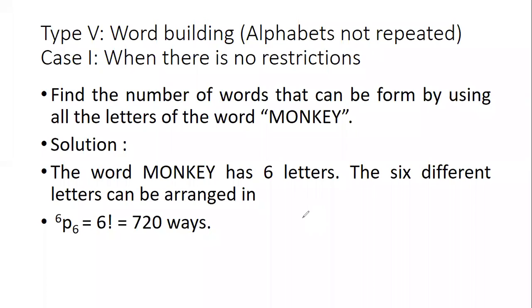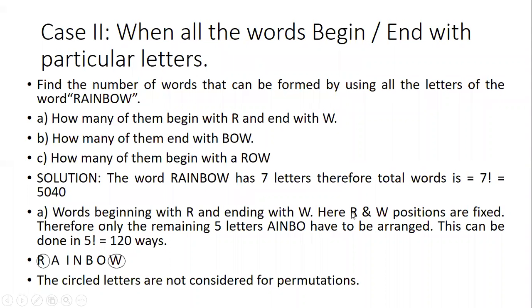Very simple, no restrictions. Whatever data is given, just check the number of options and how many you are supposed to select. Here we are selecting the whole of 6, which is nothing but 6 factorial, that is 720 ways. Simple. Okay, let's go to the next type.